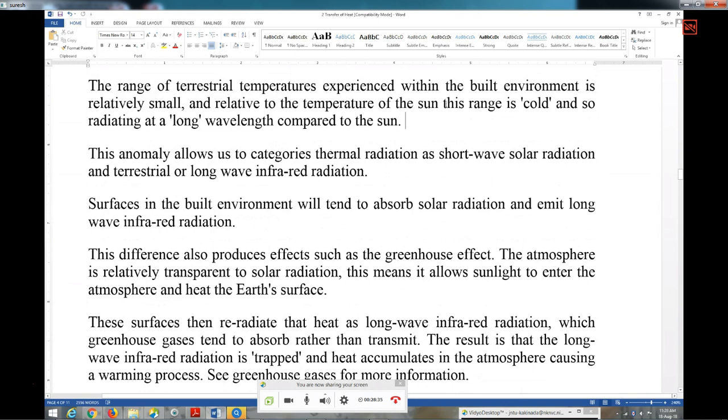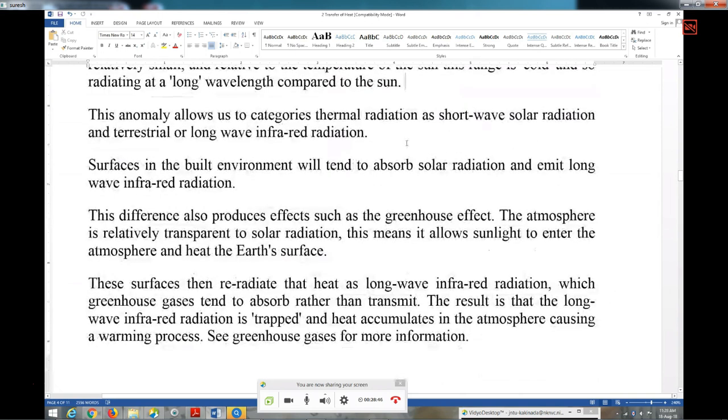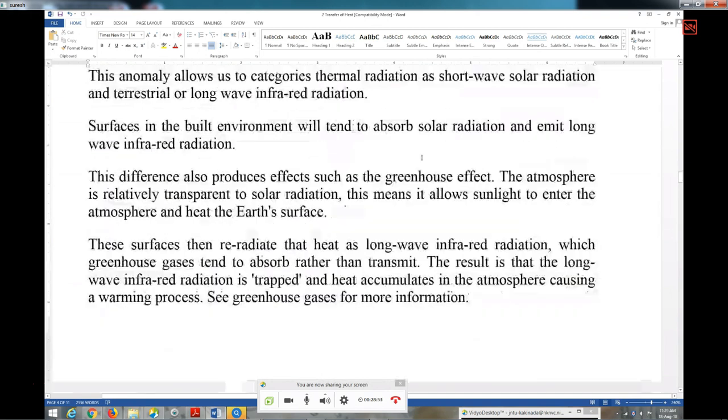So because of the temperature difference between the sun's temperature and the body, from sun to ground. This anomaly allows us to categorize thermal radiation as shortwave solar radiation and terrestrial or long wave infrared radiation.